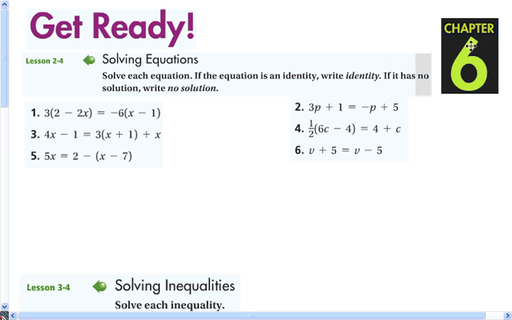Hey students, this is lesson 6.1, solving systems by graphing. You're going to learn how to solve system equations by graphing and to analyze special systems. All right, a little bit of review, stuff you need to know for this chapter.